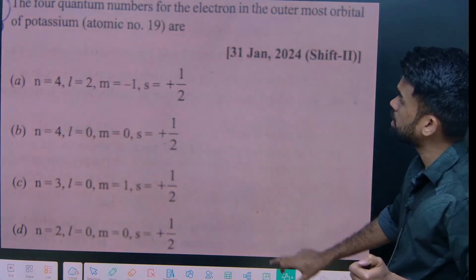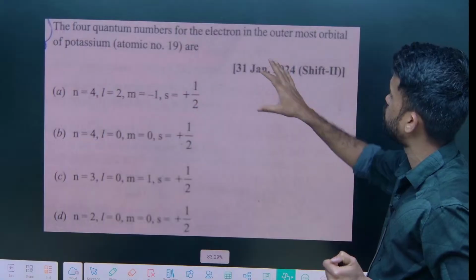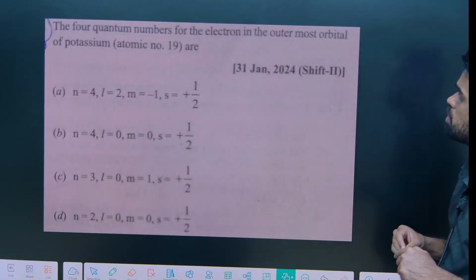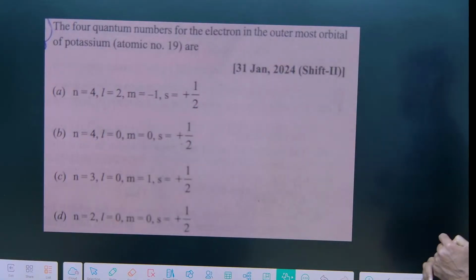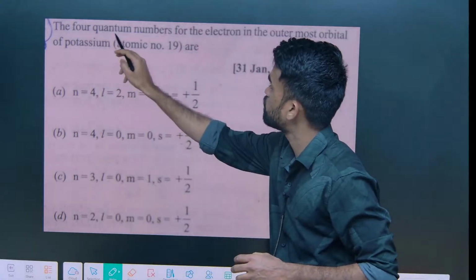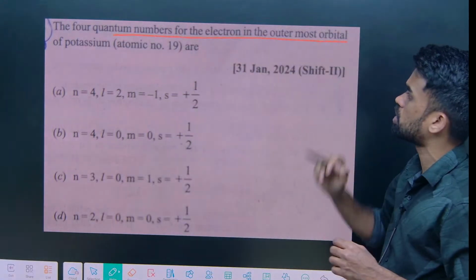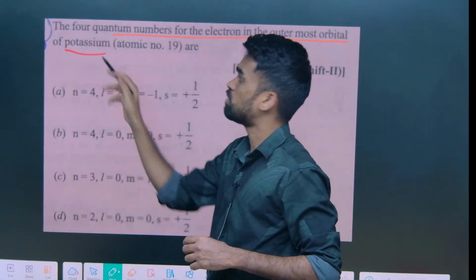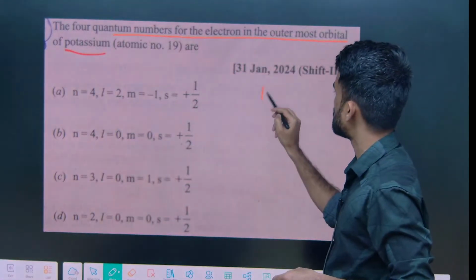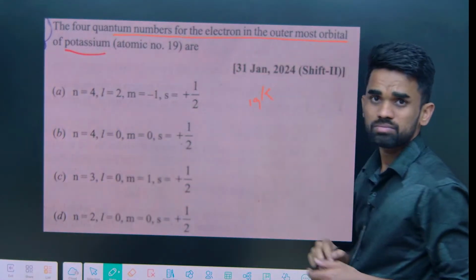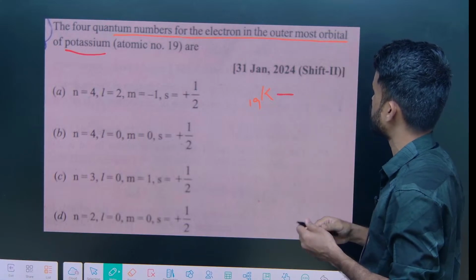Now look at this: the 4 quantum numbers for the electron in the outermost orbit of potassium are. So what are they asking? They are asking for the 4 quantum numbers for the electron in the outermost orbit of potassium. Now what is the atomic number of potassium? It is 19. Now tell me, what electronic configuration do we have here?